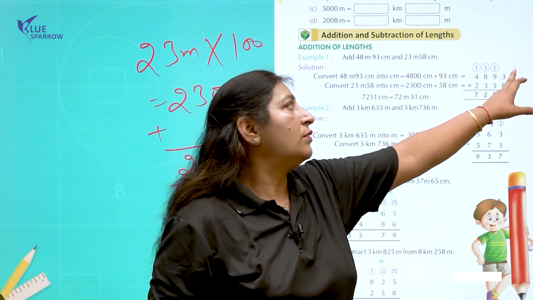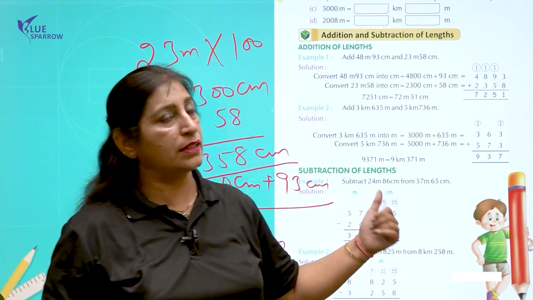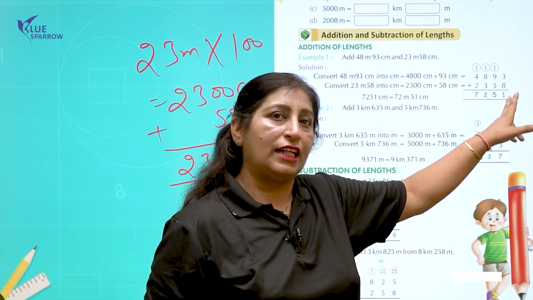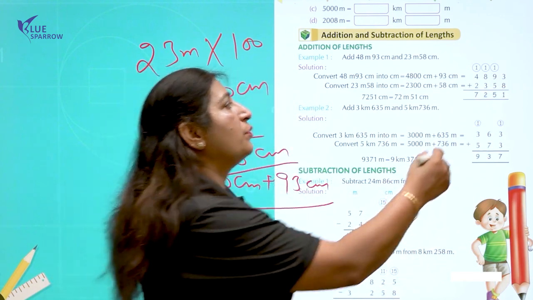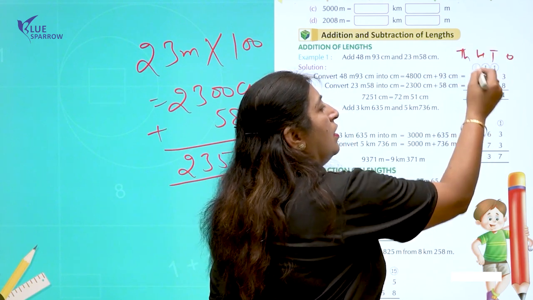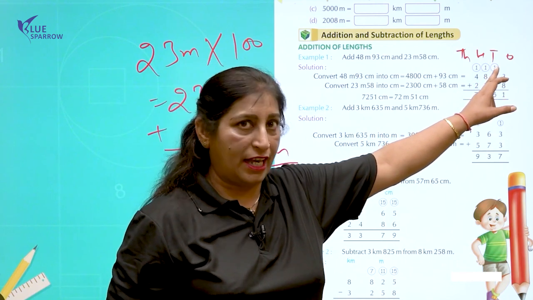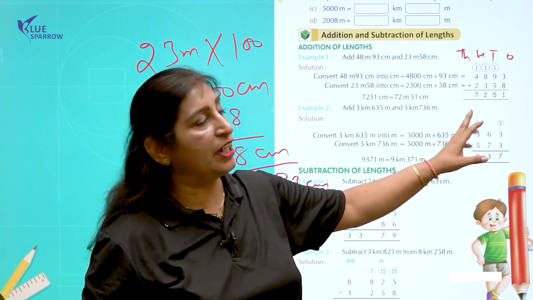Now we add these two lengths as we do addition in other problems. Firstly we add the ones, then tens, then hundreds, then thousands. Here the digits in the ones column are 3 and 8. Adding 3 and 8 we get 11. It means 1 is carried to the tens column. In the tens column we are given 9 and 5, and 1 we have carried. So the total would be 15 here. 9 plus 1 is 10, and 5 makes 15.